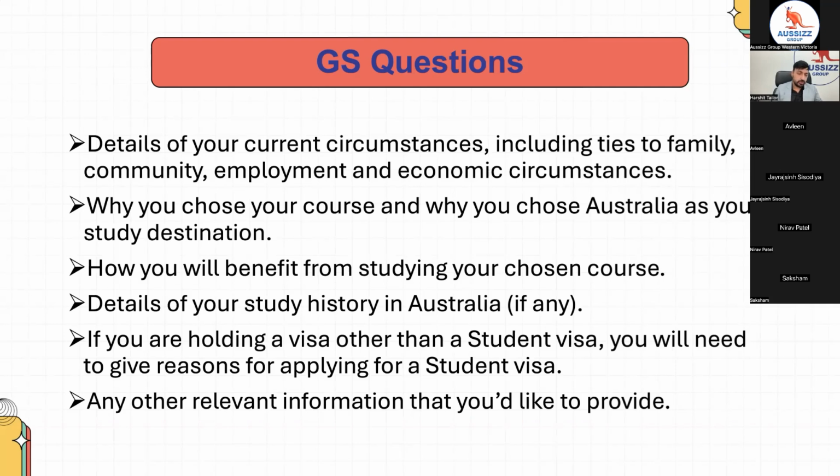So we'll discuss each and every thing closely. Let's say we discuss the current circumstances in your home country. In that they will check what your circumstances are, how close you are to your family, how close you are to your community in your home country. So you need to provide everything. Let's say if someone has employment and economic ties, then they need to provide 12 months of employment evidence before applying for the visa.